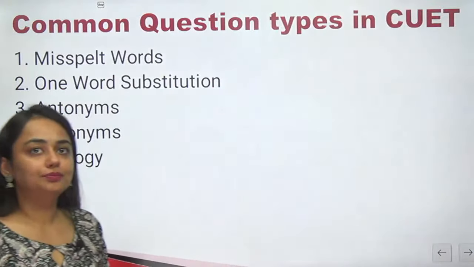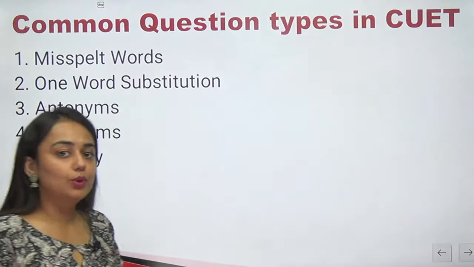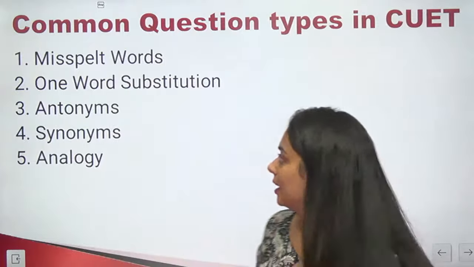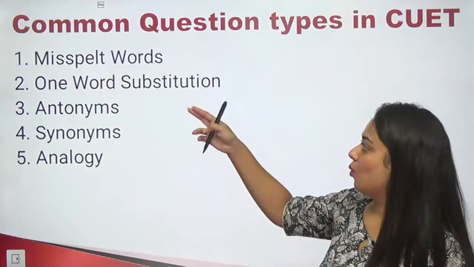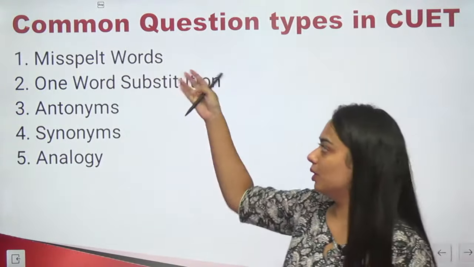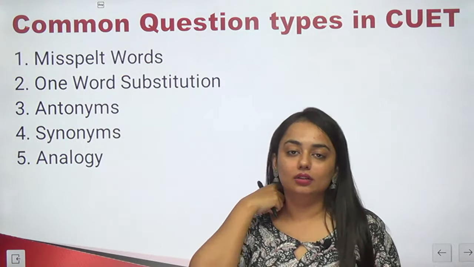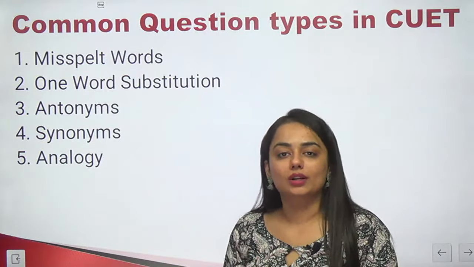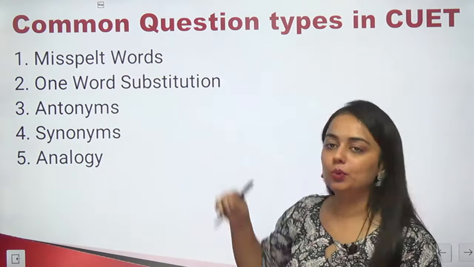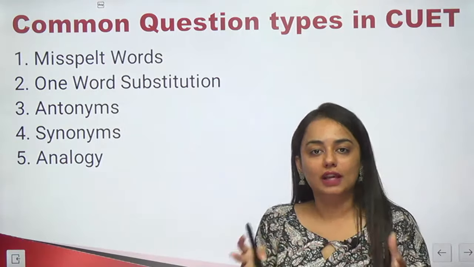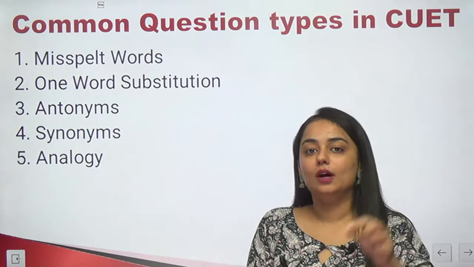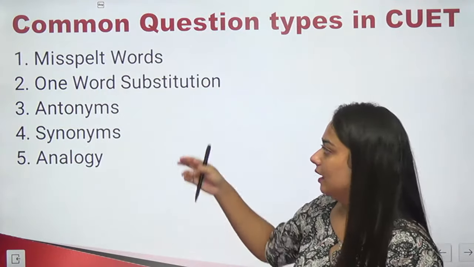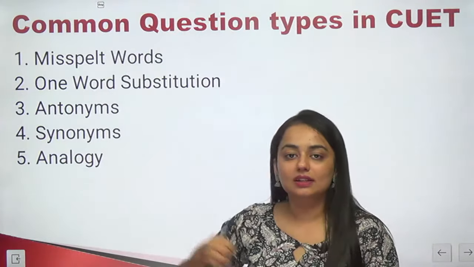Now first of all, common question types that have been seen in the CUET exam are misspelt words and one word substitution. Misspelt words simply test your ability to properly spell a word, right? The second one is one word substitution, in which you get a phrase on the basis of which you have to find that one word which suffices the meaning of that phrase. Then there were questions from antonyms and synonyms.